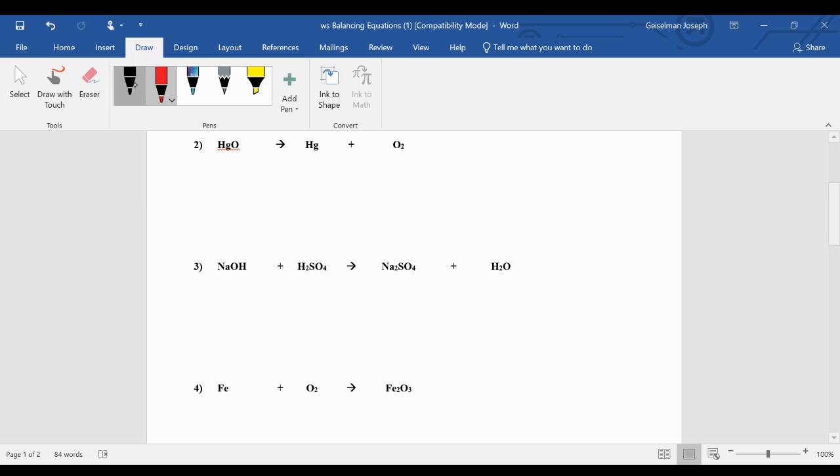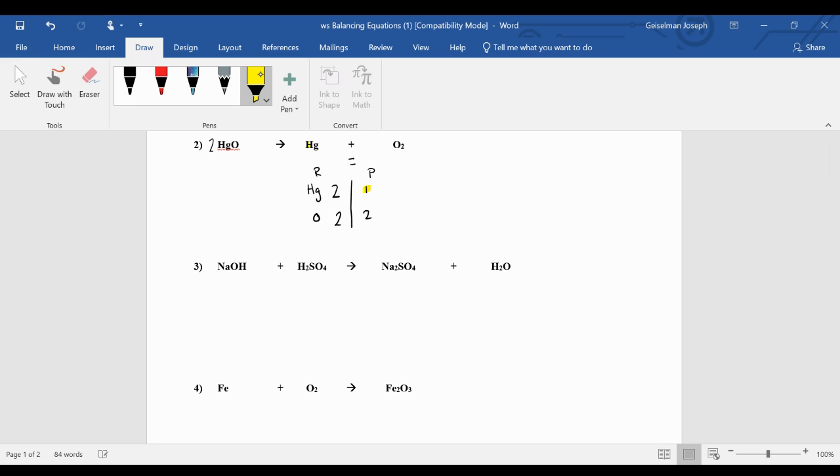Number 2, again, we'll start by remembering that the arrow is like an equal sign. We have our reactants on the left, our products on the right, and we'll start with mercury, Hg. We have 1 on this side, and oxygen, we have 1. If we go to the right side, we have 1 mercury and 2 oxygen. So obviously we need to increase the amount of oxygen on the left side. So if we put a 2 in front of that, that gives us 2 oxygen and 2 mercury.